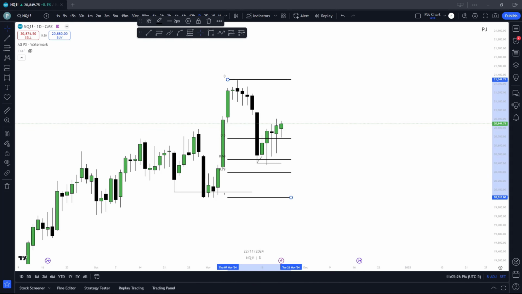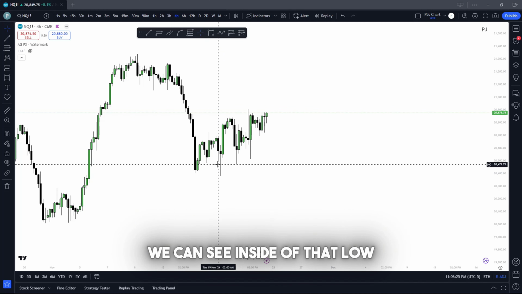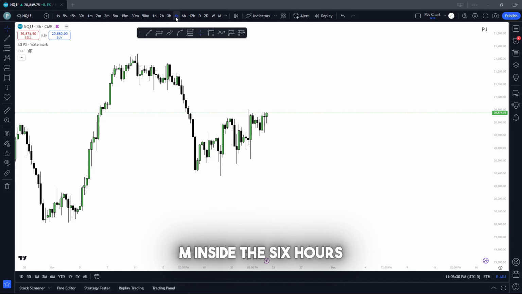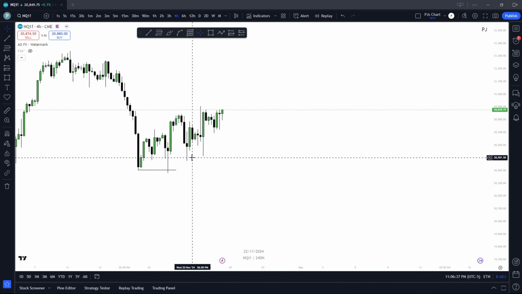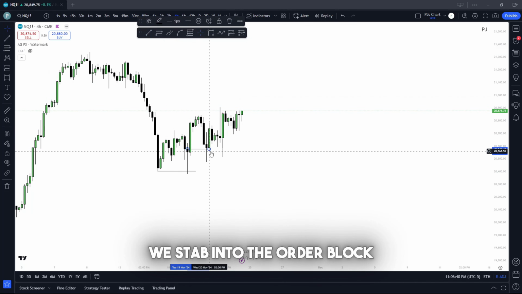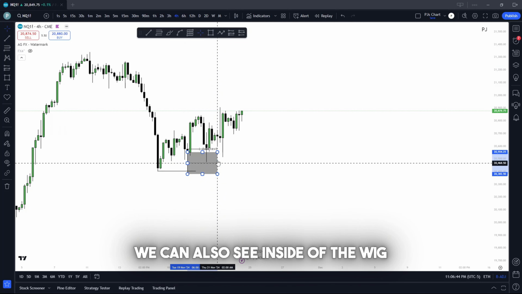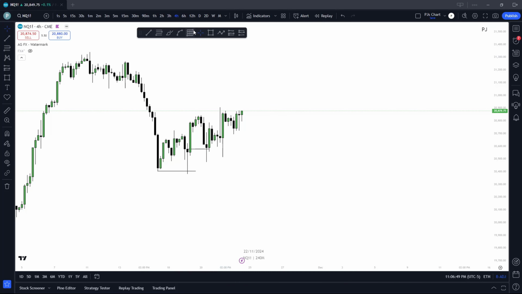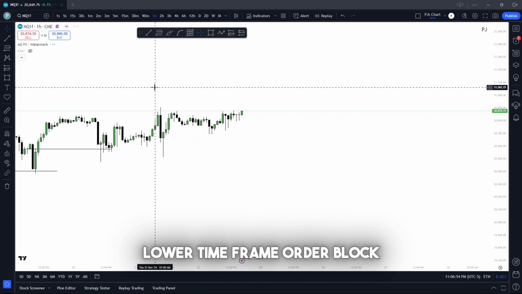From daily to 4 hour, we can see inside of that low, it's also at what time? 6 a.m. inside the 4 hour 6 a.m. candle. We jabbed, took the low, and easily rejected. So we can see we stab into the order block, but I like using the rejection block here. We can also see inside of the wick how we almost tapped EQ, would have been perfect there. But as we always know, inside of our higher time frame wick, what lies? A lower time frame order block.